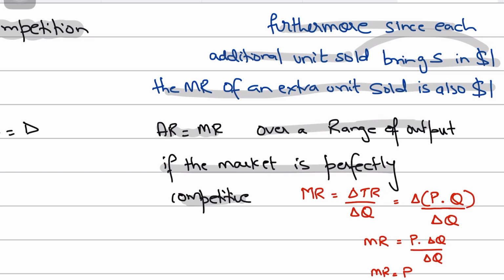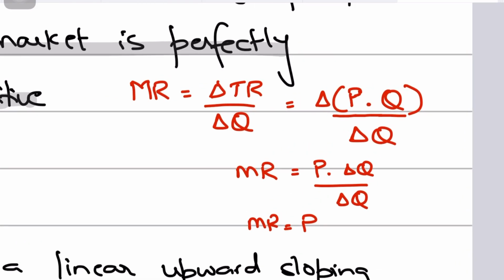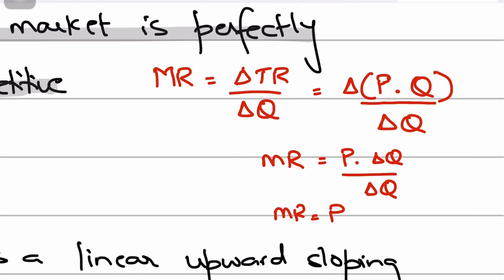Now, you could also do this mathematically, and we can actually prove this, because the formula for marginal revenue is change in total revenue divided by change in quantity. Now, change in total revenue could also be written as change in bracket P multiplied by Q.